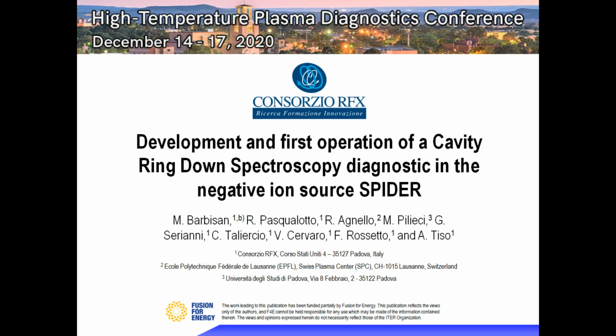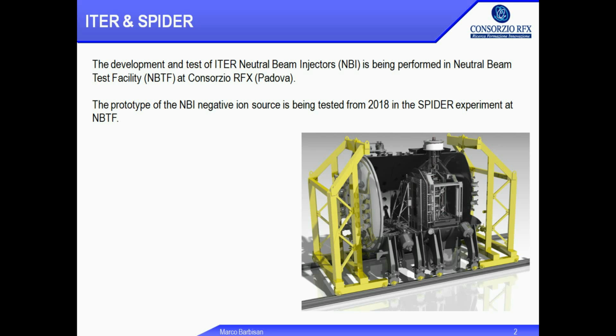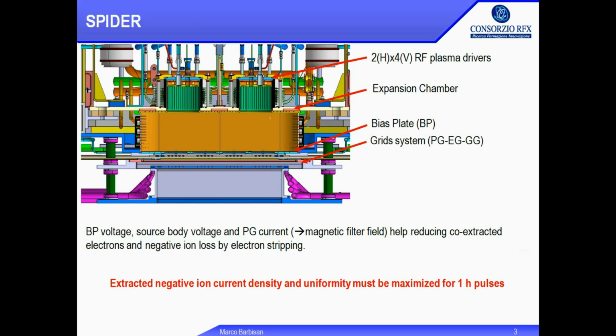This presentation is entitled Development and First Operation of a Cavity Ring Down Spectroscopy Diagnostic in the Negative Ion Source SPIDER. This work is part of the development and test of the ITER Neutral Beam Injectors, which is being performed in the Neutral Beam Test Facility at Consorzio RFX in Padua. In particular, the key component of the neutral beam injectors, that is the negative ion source, is being tested from 2018 in the SPIDER experiment at the NBTF.